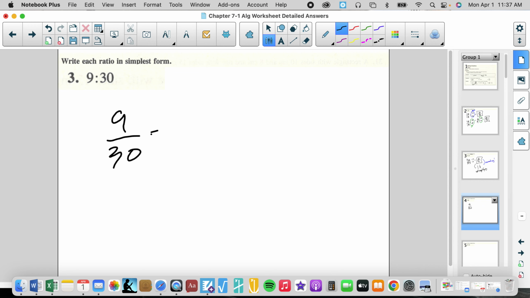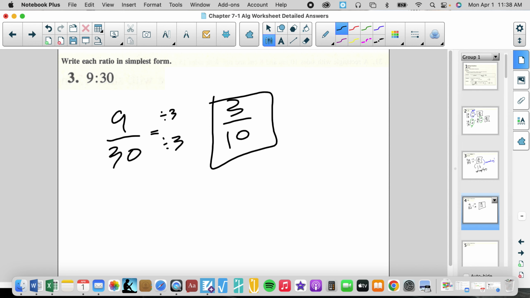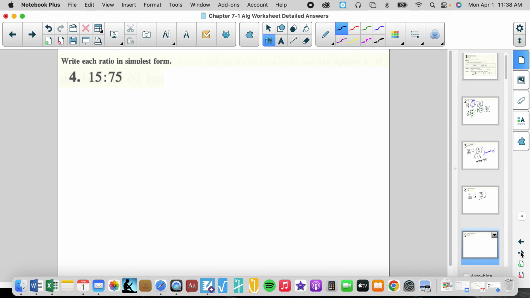A lot of students, now, here is an issue that students get into. Well, 9 doesn't go into 30, and they think that the numerator has to go into the denominator of some sort. No, it just needs to have a common factor, which would be 3. And we get 3/10. So a lot of students think that this is simplified because 9 can't go into 30. That's not the case. That's not how we simplify.